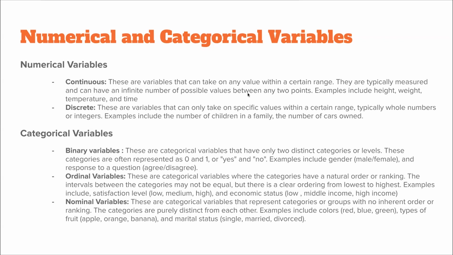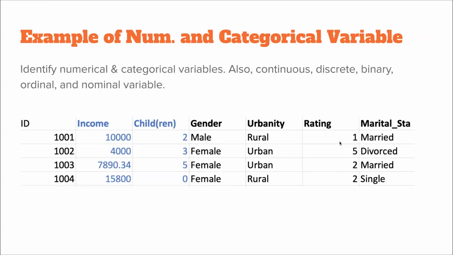So like I said, some of the analysis you could run for a categorical variable might work for all these types of categorical variable, like binary, ordinal, nominal. But sometimes analyses are actually specific to one another. So remember, the types of variables are numerical and categorical variables. So let's look at an example of a numerical and a categorical variable.